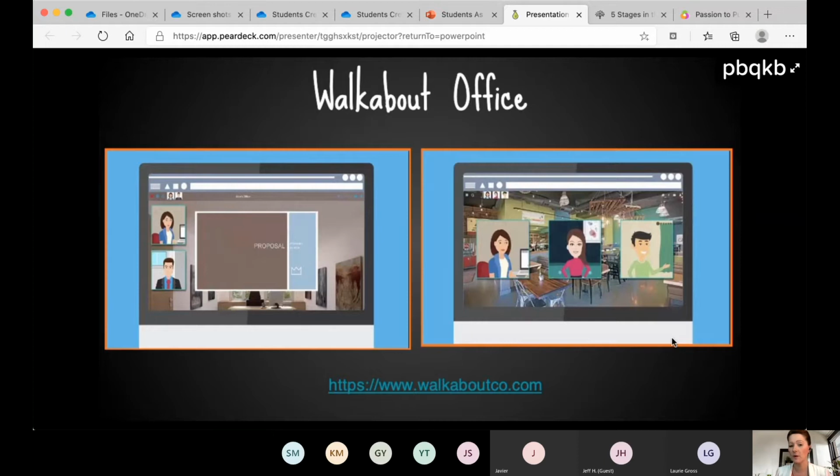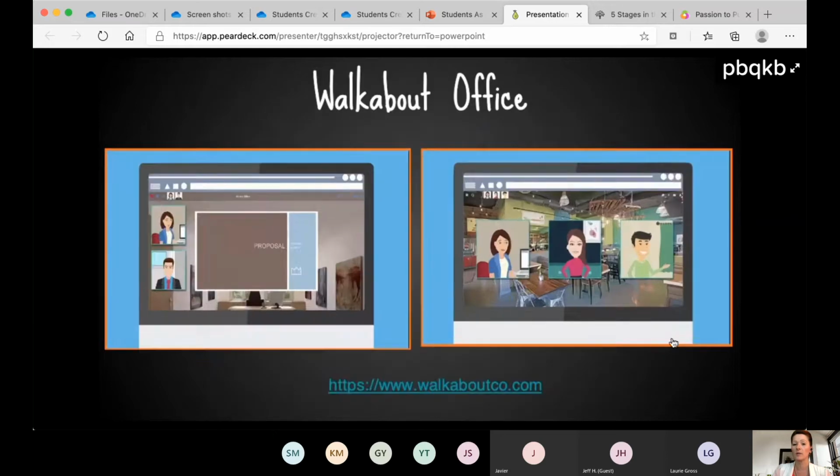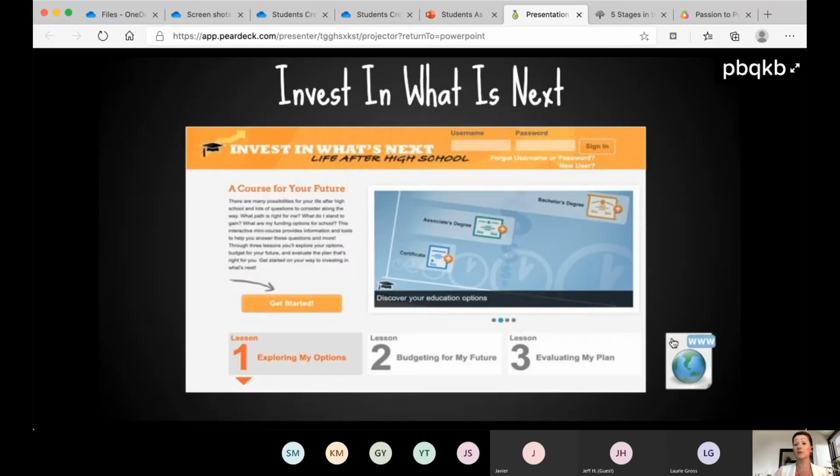So this is called Walkabout. Walkabout and the previous one that I just shared, the workplace environments of Remo, are both getting about a 5.0 out of 5.0 star usage right now. So I'm really watching, as an educational technologist, to see where this is going. There's a pretty price tag that comes along with this too, but I think futuristically in our educational environments, it's going to look a lot like this, in how we socially connect and can be together and collaborate with one another.